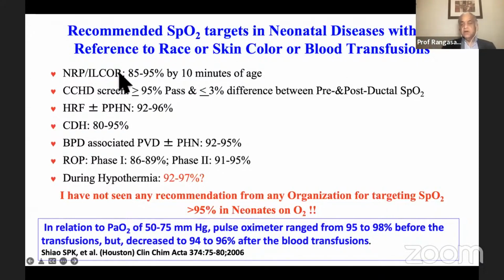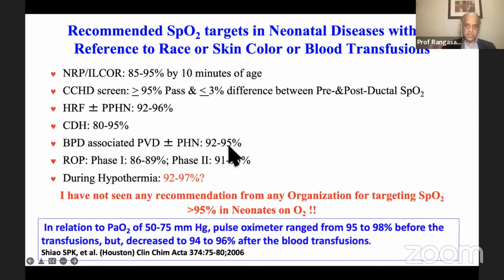So NRP, ILCOR recommendation is 85 to 95% by 10 minutes of age. CCHD screen, if the baby is 95 or greater, the baby passes, and then the pre and post difference is less than or equal to 3%, right? Hypoxemic respiratory failure with PPHN, most guidelines recommend 92 to 95 or 96. Diaphragmatic hernia, just heard from Dr. Satyan, 80 to 95%. BPD associated pulmonary vascular disease with hypertension, 90 to 95.